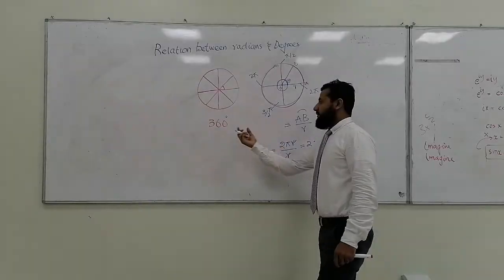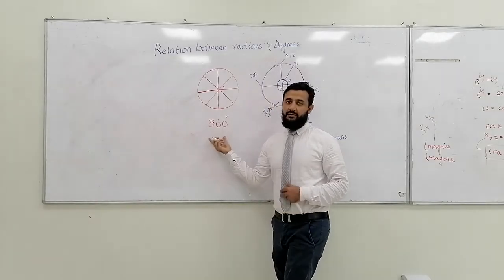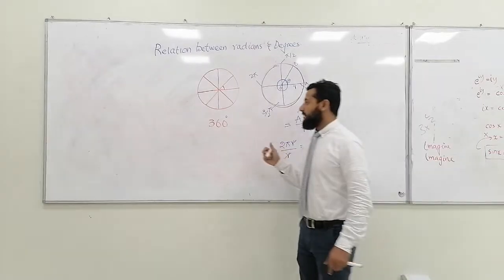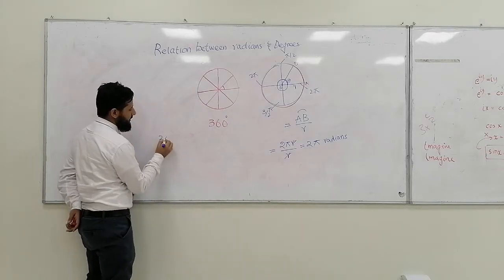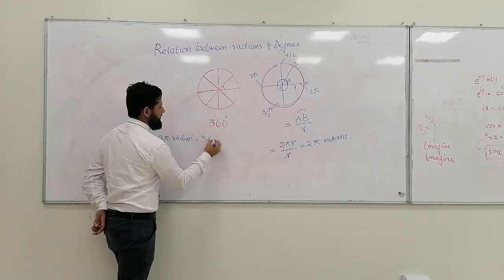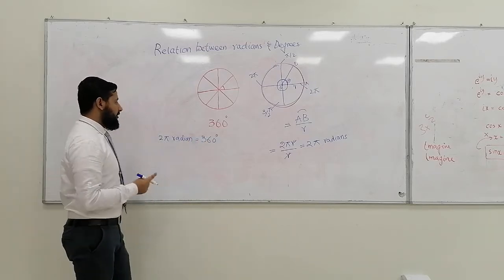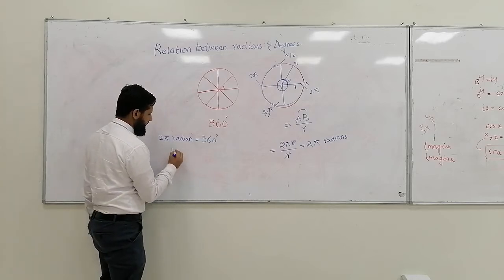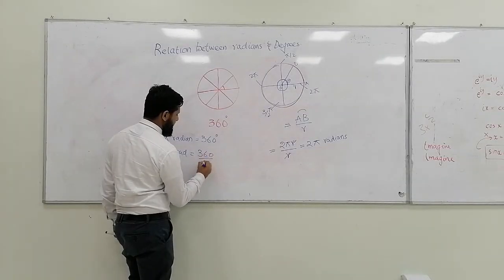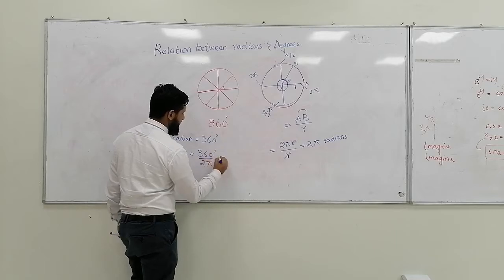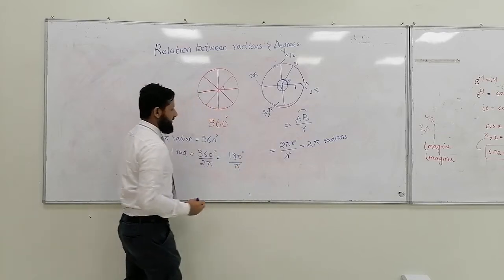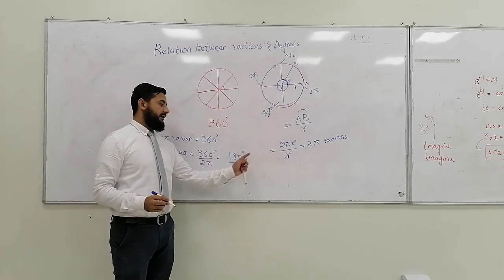Okay, now I know that every circle has a 360 degree angle, and every circle has 2 pi radians in it, so I can easily say that 2 pi radians is equal to 360 degrees. Now how much is 1 radian? I keep 1 radian here and move the rest there, so this is going to be 360 divided by 2 pi. I can further simplify it. It is going to be 180 divided by pi degrees. So 1 radian is 180 divided by pi degrees.